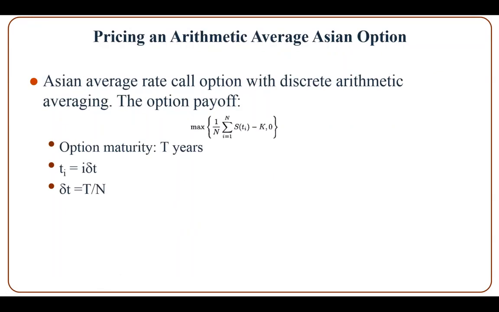This slide shows how to price an arithmetic average Asian option using Monte Carlo simulation. The option payoff is given, in which the option maturity is capital T, and time ti is i times delta t, and delta t is T divided by n.